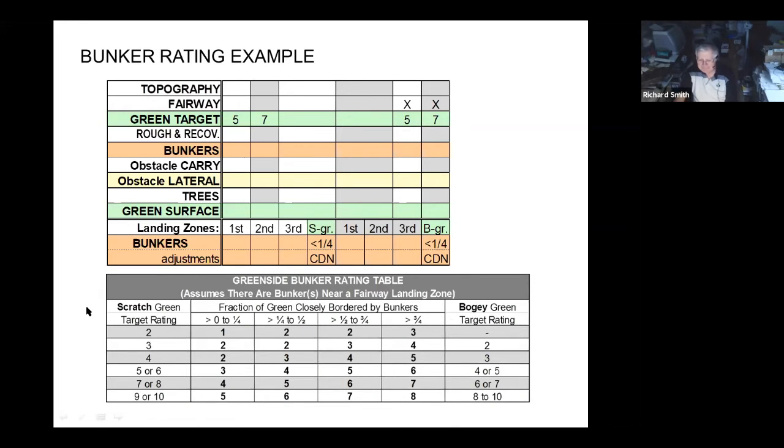Our table: zero to a quarter fraction covered, 5 or 6 green target. Table value is 3. For bogey, we come here from the 7. That goes over, same column here, obviously, but that one's going to be a 4. So we have a 3 and a 4 for the table values.